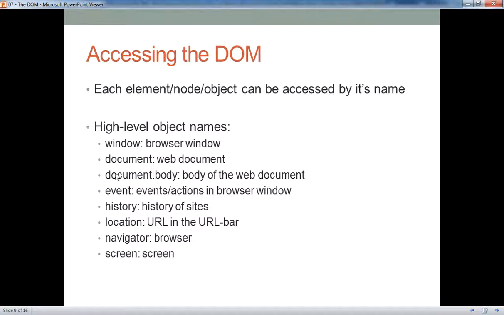We have a variety of high-level objects, and you can see there's a window, there's a document. Document's the one we're going to focus on: document.body, events, history, location, navigator, and the screen. All of these correlate to a different thing in the browser. Navigator is the browser, location is the URL in the URL bar. You can change that if you get redirects, just because the application is accessing this location object and changing the value of the URL. History, you can get history of the sites that the browser has been to.